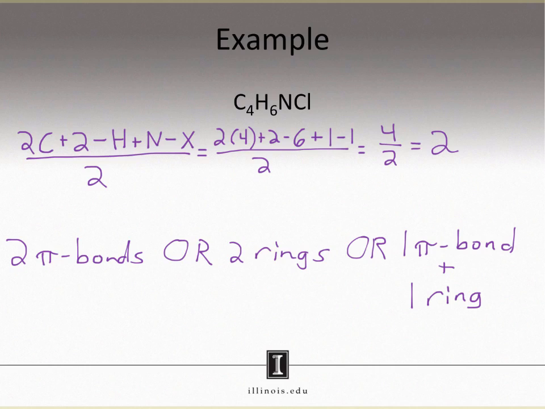But as a starting point, this was an incredibly easy value to calculate, and it gave us a great deal of information. If we were trying to solve the structure of this unknown molecule, our final structure has to fit one of these 3 possibilities: 2 pi bonds, or 2 rings, or 1 pi bond plus 1 ring. It cannot be anything else.